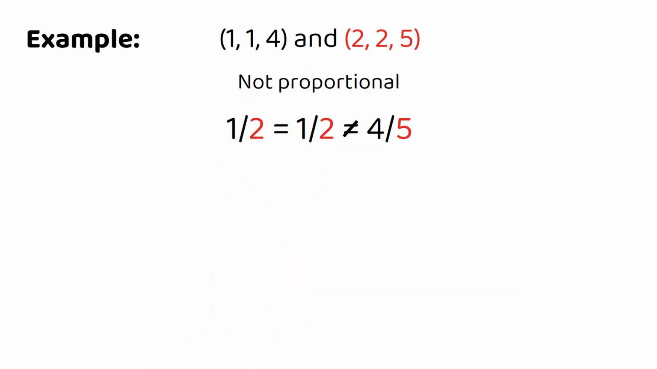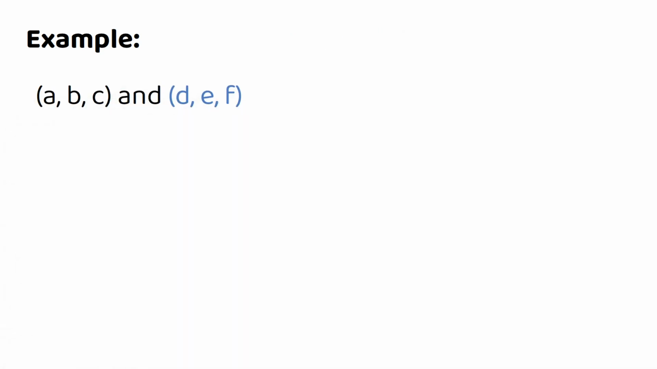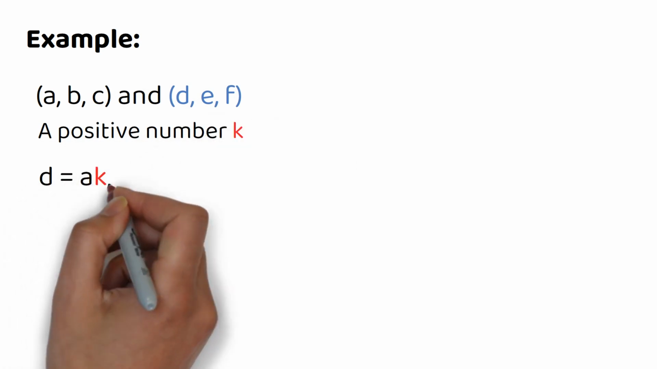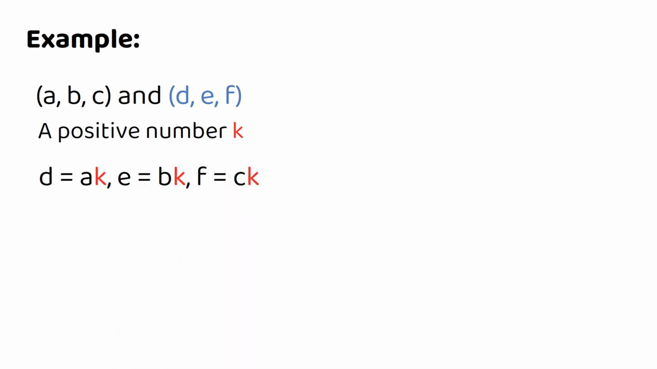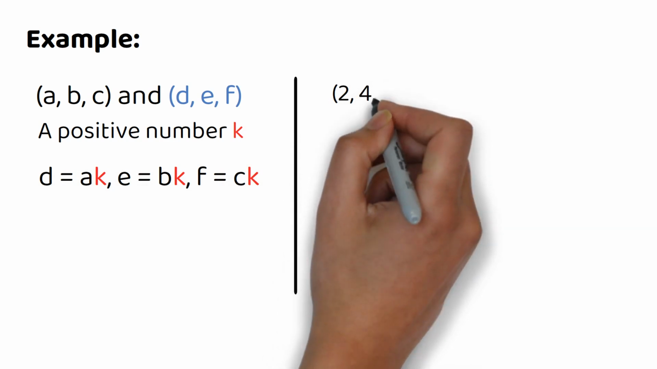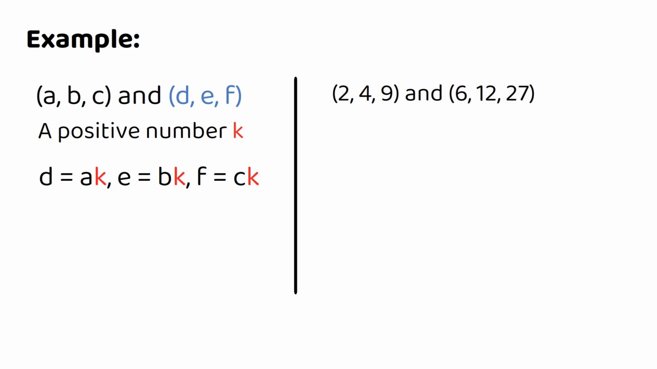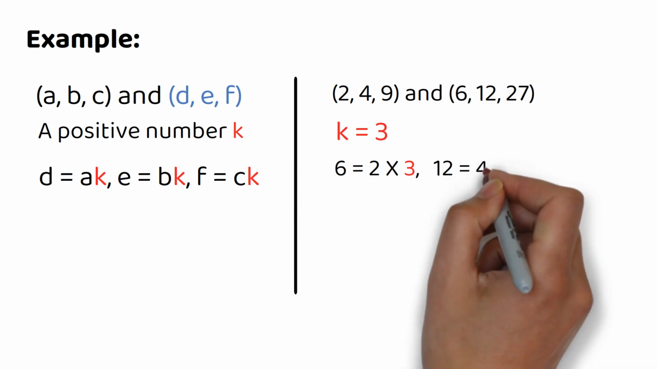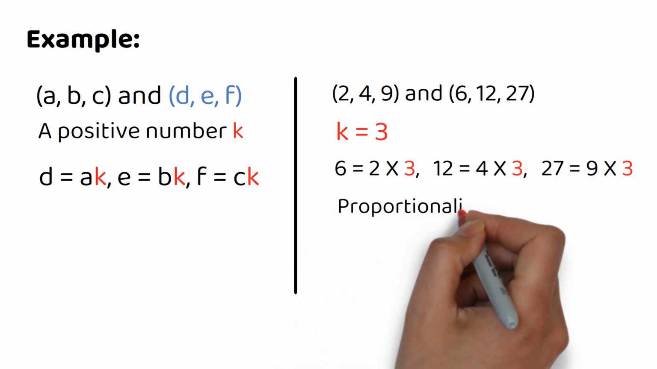An equivalent condition to have proportionality between A, B, C and D, E, F is to have a positive number, which we'll call K, such that D equals A times K, E equals B times K, and F equals C times K. For example, between the proportional triplets 2, 4, 9 and 6, 12, 27, if we let K equal 3, then we can check that 6 equals 2 times 3, 12 equals 4 times 3, and 27 equals 9 times 3. Sometimes this number K is called the proportionality constant.